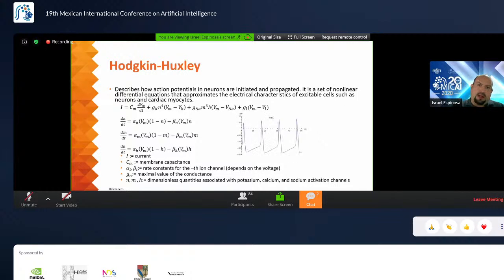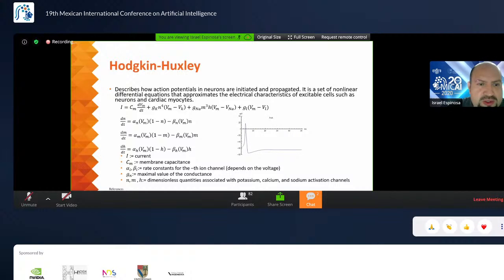The second one is the Hodgkin-Huxley model. Actually, Hodgkin and Huxley won a Nobel Prize because of this model. They created a model of the nerve of a giant squid. It is a very detailed model where the ions of calcium, potassium, and sodium are modeled, and how they interact to stimulate this nerve cell of the giant squid. As you can see, it's a complex system of differential equations.